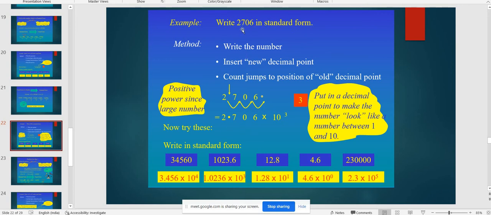So same thing, how many places do you have to move to the left side? 3 places. That's why 10 to the power 3. So some examples are given, you can just observe.